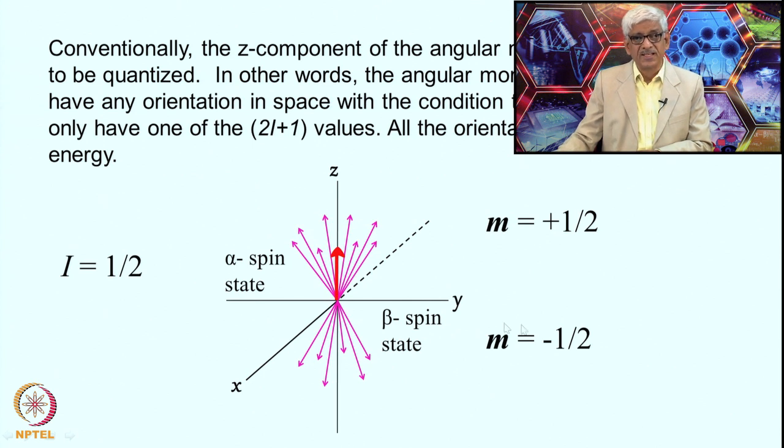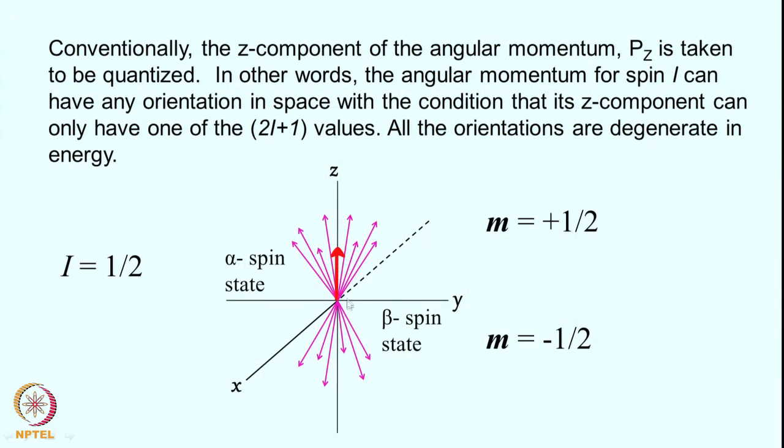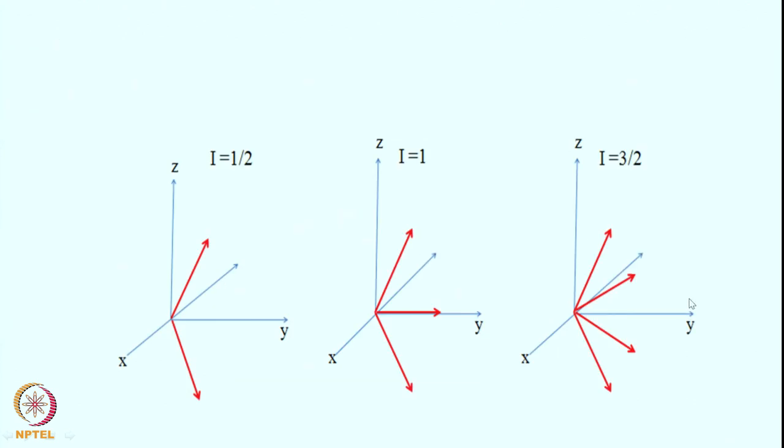Let me show you this more explicitly, and you also notice here that all these vectors which are drawn have a certain angle with respect to the Z axis. You can immediately guess why it should be so, but I will show it explicitly in the next slide. This is the case for I equal to half, I have shown only one vector here. This is the case for I equal to 1, there are 3 orientations possible, I have only shown one vector again, there will be many vectors, and for I equal to 3 by 2 there will be 4 vectors. So, why is there an angle and what is the angle between them?